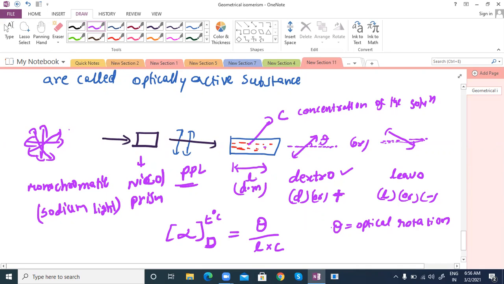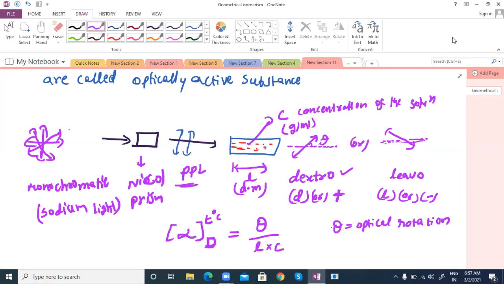Decimeter. You should know that one decimeter equals how many meters, like that. And C is the concentration. You have to take it in gram per ml only. This is gram per ml. You should not take moles per liter or something. And D is the wavelength of the sodium light, and T is the temperature. That's all. So they will provide values, then you have to substitute, and you will get the answer exactly.